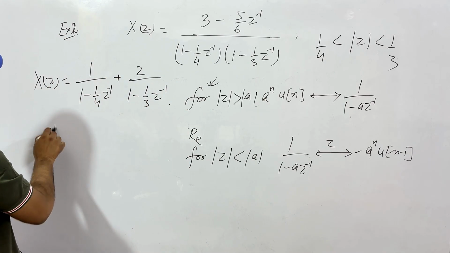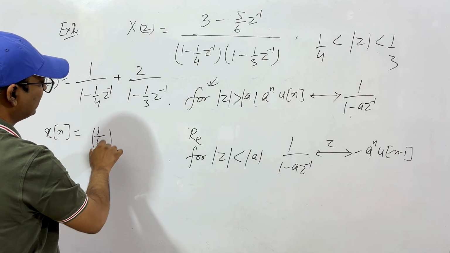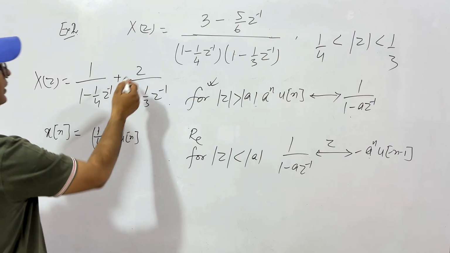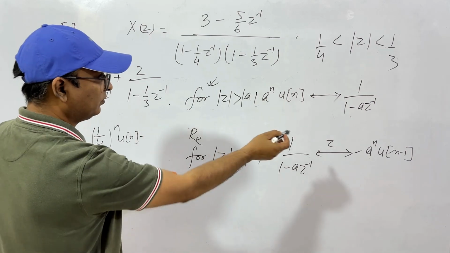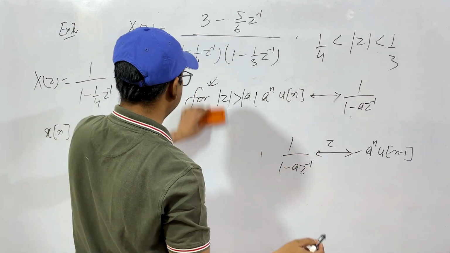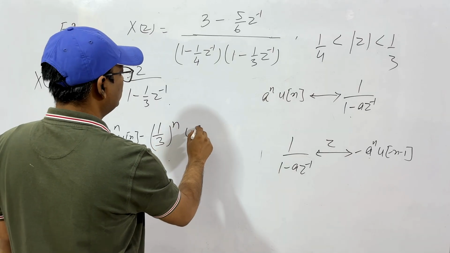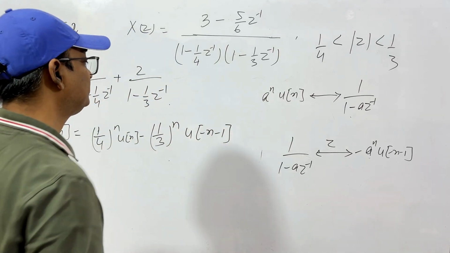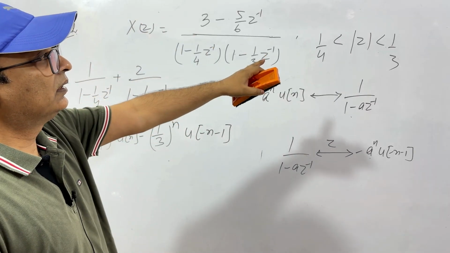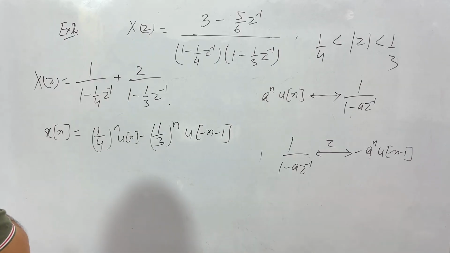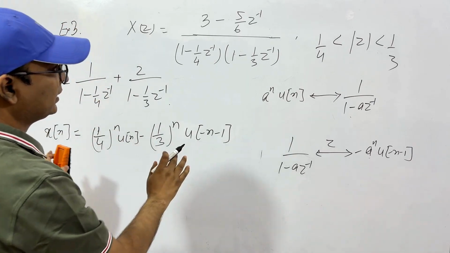So x n will be, since it is greater than 1 by 4, no issue, 1 by 4 to the power n u n. But it is less than 1 by 3, so this will apply. So we'll get minus 1 by 3 to the power n u minus n minus 1. Okay, so this is the expression. For the same X z, when Z lies between these two, we have this expression. Third, let's go further. This is the expression for this.